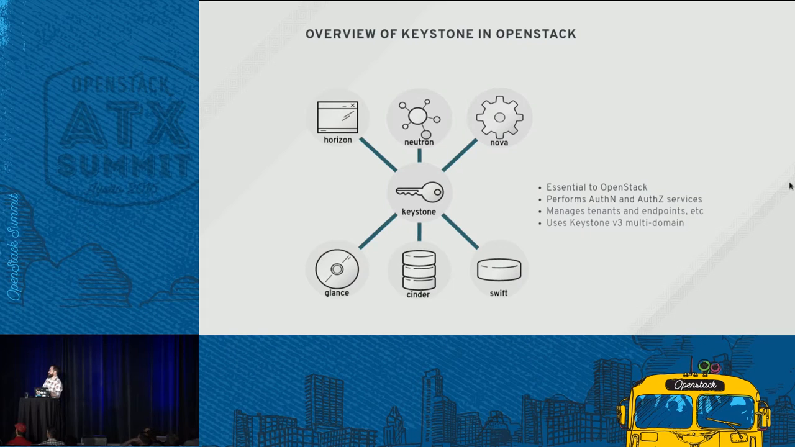So quick overview then also of how Keystone fits into OpenStack. Keystone is essential to anything working in OpenStack. It performs authn and authz services. The authn is the username and password, and the authz is how Keystone validates it, that you actually have access to the permissions that you claim to have.